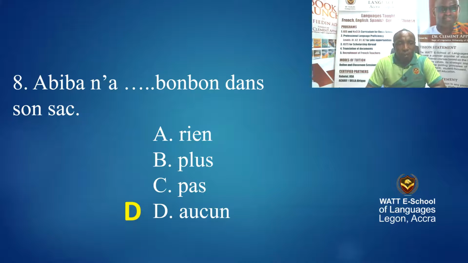Let me take it again. Abiba n'a bonbon dans son sac. Rien means nothing. You can't say Abiba has nothing toffee. No. Abiba plus. The plus is not at all. You can't say that. And the negation pas always goes with de. But here, in the sentence that is given, after the dots, there's no pas, there's no de, you move straight to bonbon. So the correct answer is aucun. Abiba n'a aucun bonbon. Abiba has no toffee in her bag.